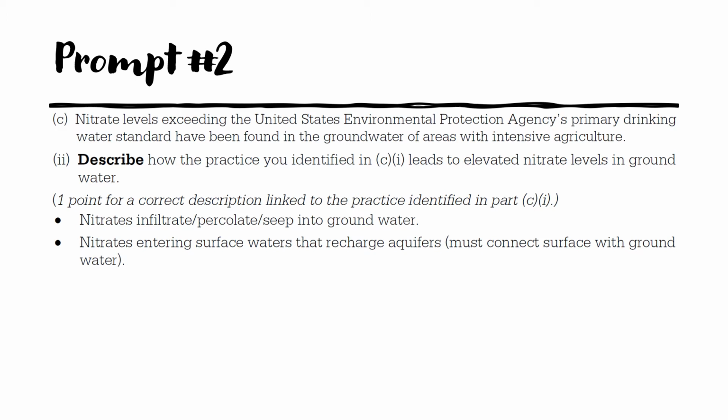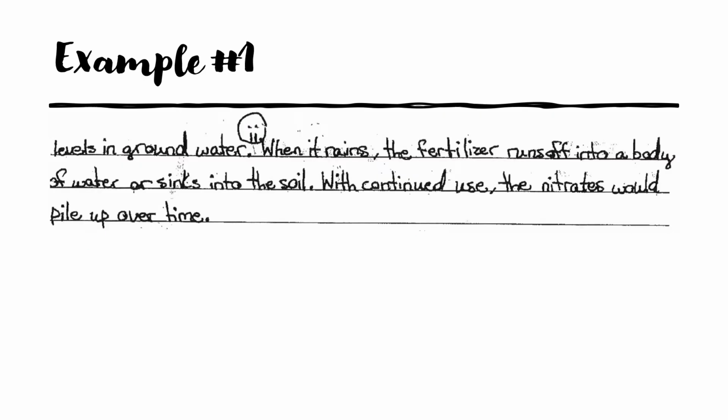Nitrates infiltrate, percolate, or seep into groundwater is a potential description. Nitrates entering surface waters that recharge aquifers, which must connect surface with groundwater, is another potential. Let's take a look at another example of a student's response to this prompt. Notice that the student here noted where part 2 was. So 2, when it rains, the fertilizer runoff goes into a body of water or sinks into the soil. With continued use, the nitrates would pile up over time.